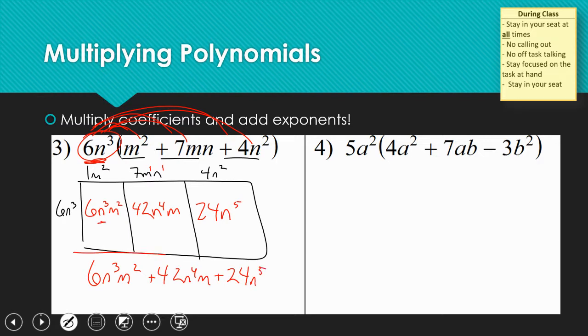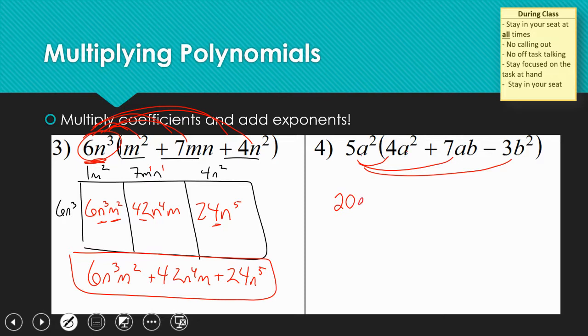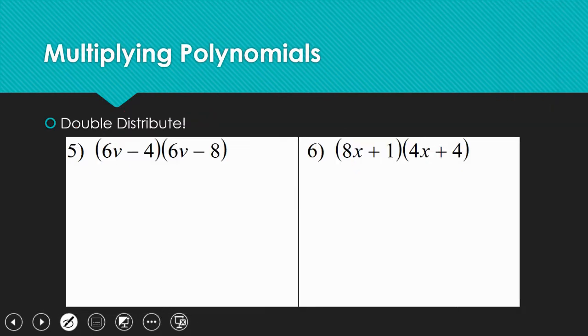So the n to the third and the m squared got combined. 6 times 7 is 42. 6 times 4 is 24. You'll see later when this box method why it might work. So I'm going to do this. 5 times 4 is 20. A squared, a to the fourth. 5 times 7 is 35. A squared times a is a to the third. B just along for the ride. 5 times 3, or negative 3 is negative 15. A squared, b squared. So you notice they didn't have anything combined. They're just, again, along for the ride.